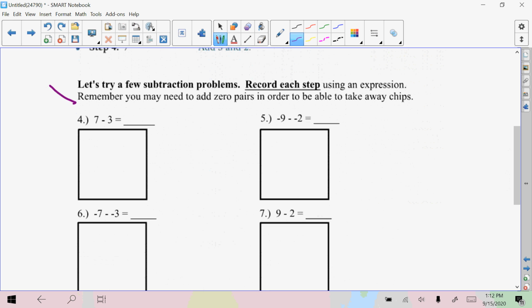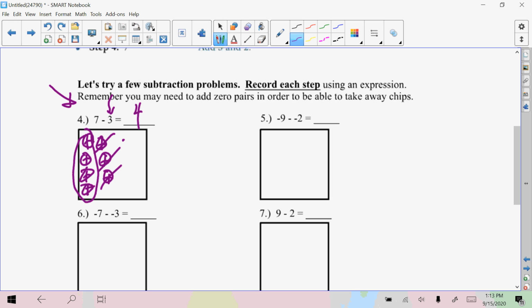So on this first problem, we have to take away 3 from 7. So let's start by putting in 7 positives, right? Okay, those are all positives. Now we have to take away 3 from those. Those are positives, taking away 3 positives. So on this one, it's pretty simple. We have all kinds of positives we can take away. So let's just get rid of 3 of them. And I'll just cross those out. And we can see in the end, we're left with 4. Well, of course, you guys probably knew that 7 minus 3 is 4. So that's not a big deal to you.